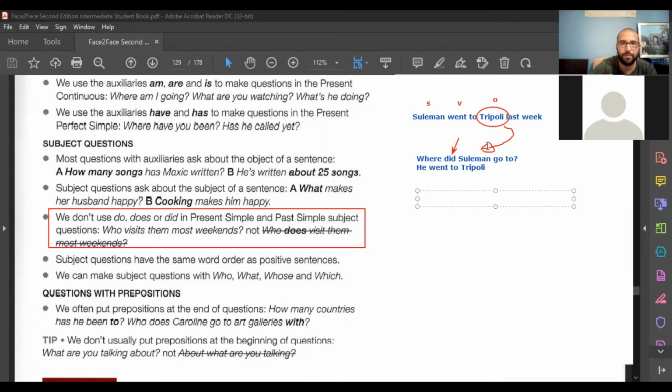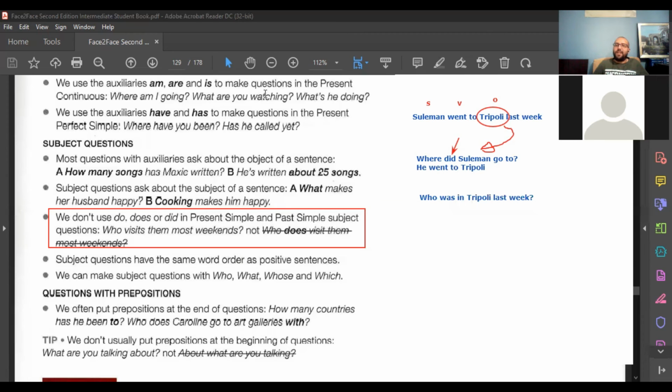Who was travel to Tripoli last week, or who was... You don't have to use travel. Okay, who was in Tripoli? Short is fine. Who was in Tripoli last week, for example? Okay, who was in Tripoli? Who was in Tripoli last week? This is a good question. It's clearly asking about the subject, because we want to know the subject.